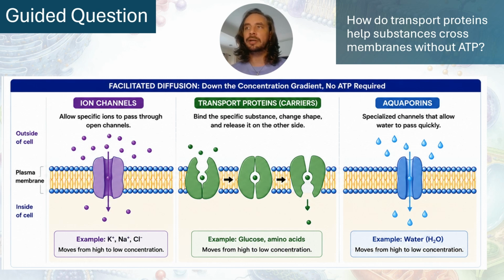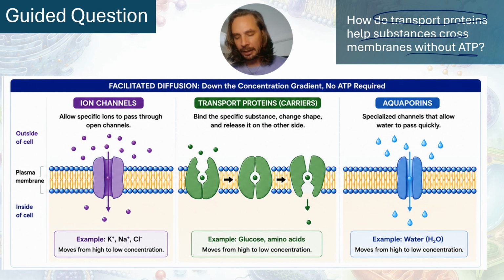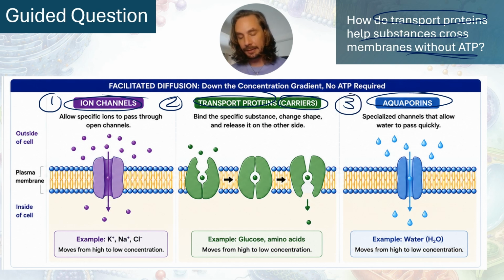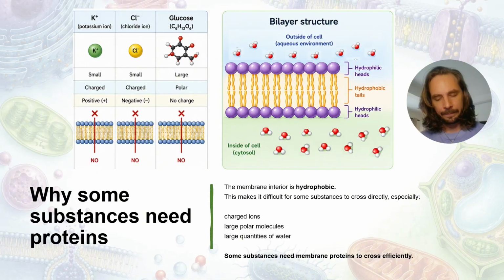Now, the guiding question here is: how do transport proteins help substances move without ATP? So we're going to learn about ion channels, transport proteins, which are also referred to as carriers, and then aquaporins. You need to be able to explain how all three of these types of proteins facilitate diffusion, using facilitated diffusion down the concentration gradient with no ATP required.